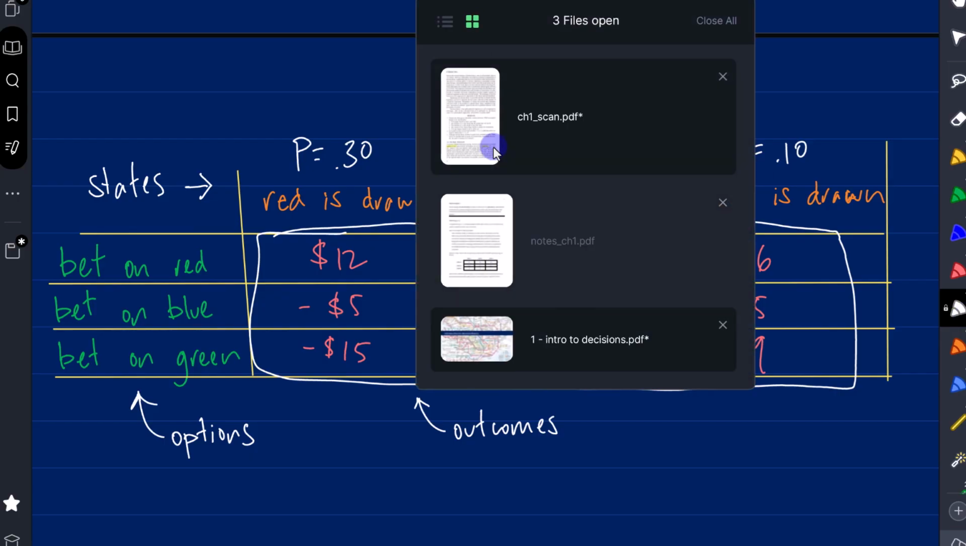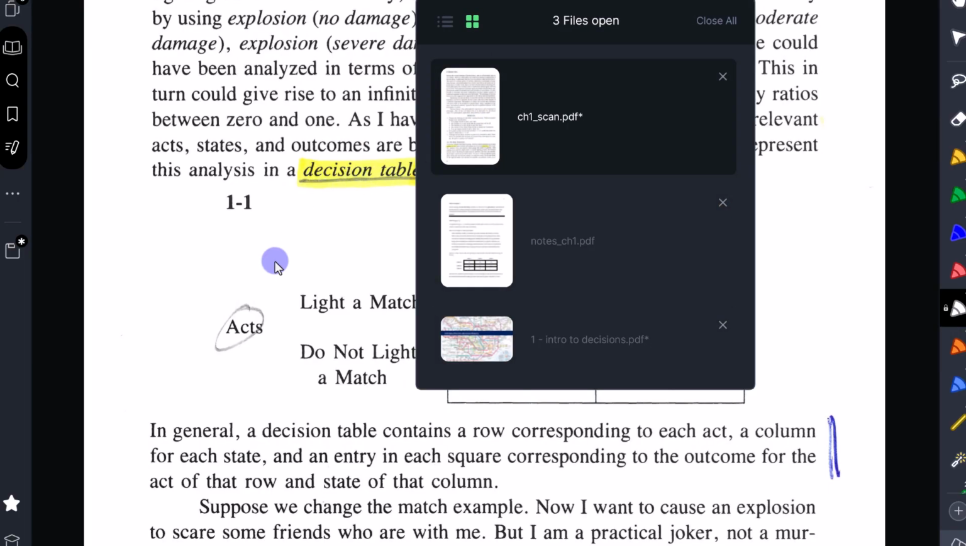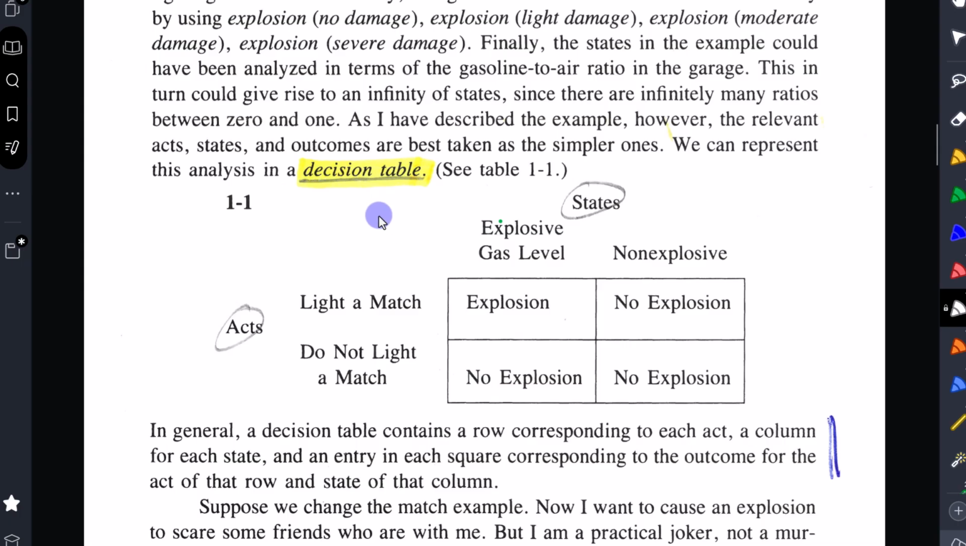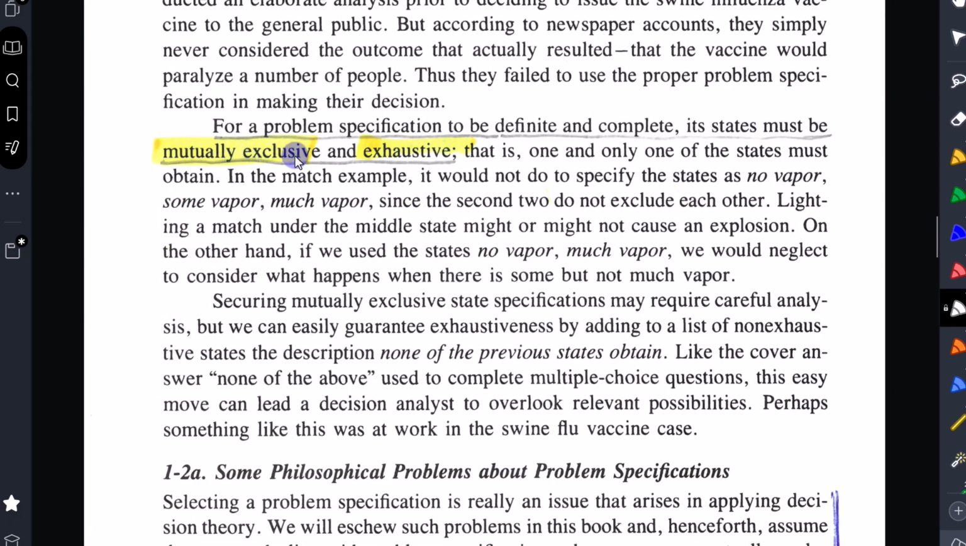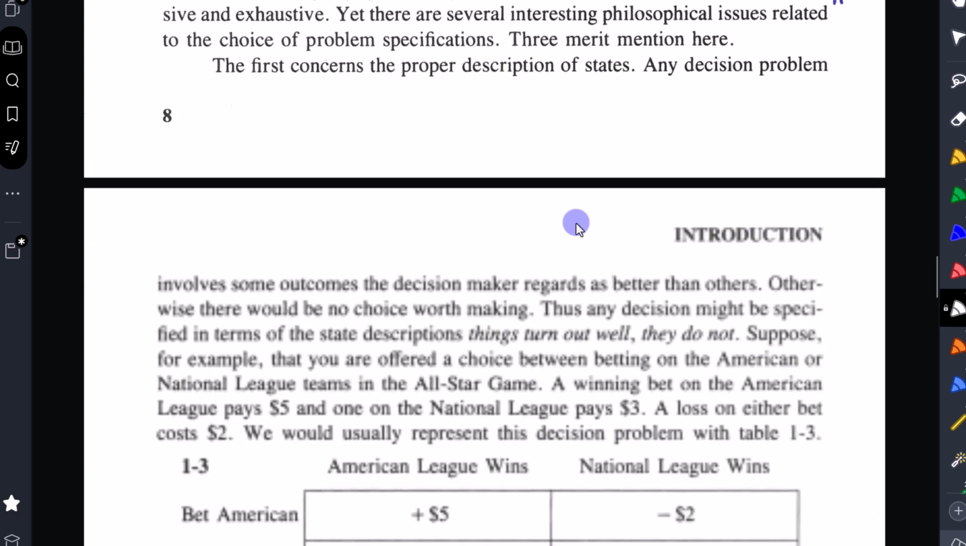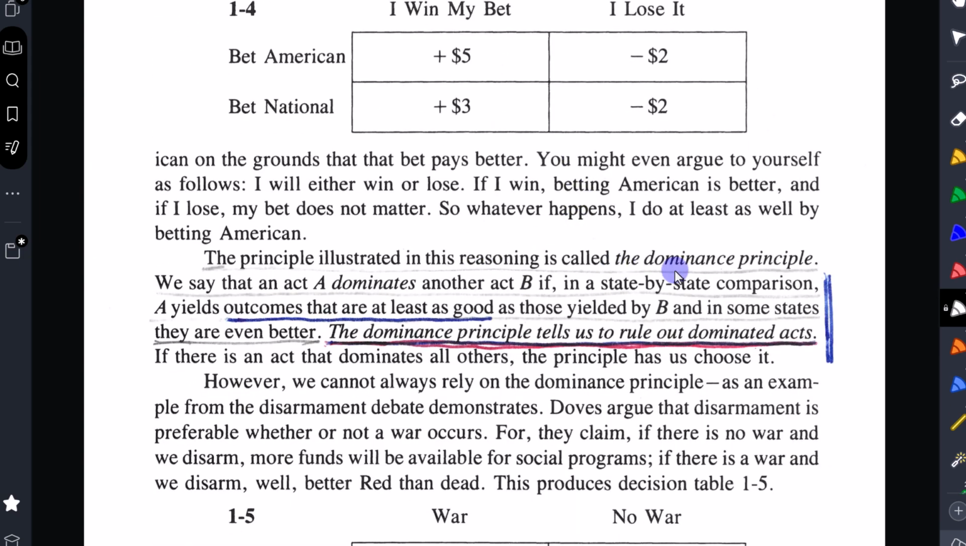All right, now back to the chapter for a second. So went over that. Okay, there also are these two terms here, mutually exclusive and exhaustive. The author sort of explains what they mean right here, but you should look at the notes where I've defined them. And there's also on these pages the dominance principle, but I'll go over that in the next video.